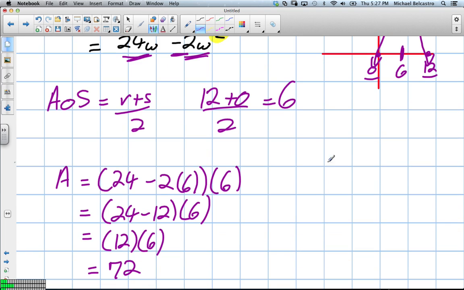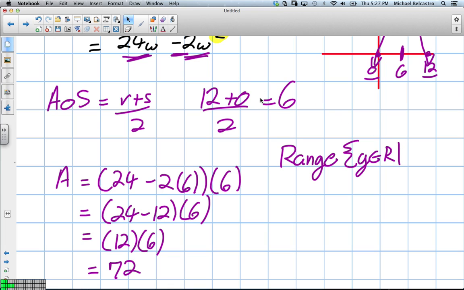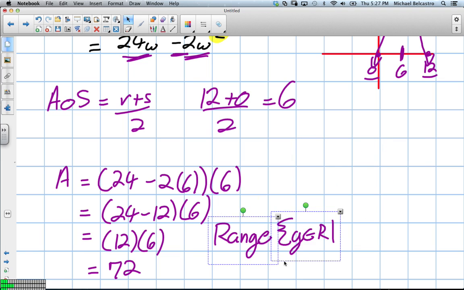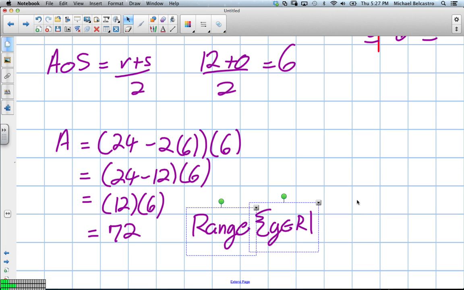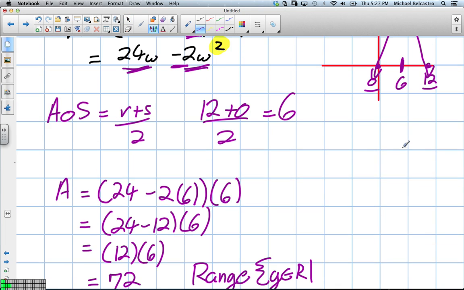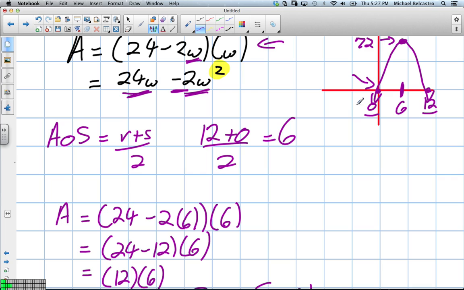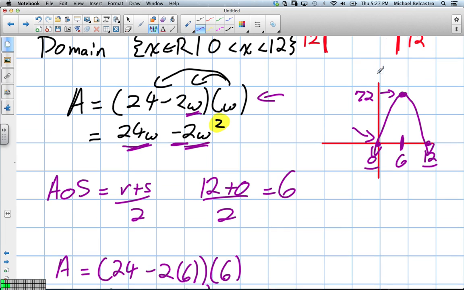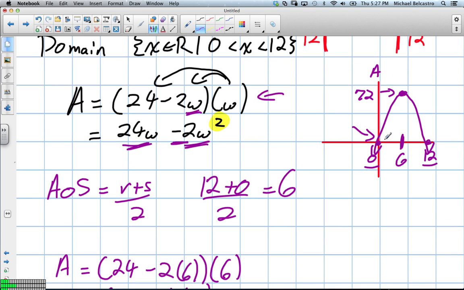So what is our range in this case? Range is, you always got to put this: y is an element of all real numbers such that y is less than or equal to 72. Okay, so what was the lowest part of the range? The range deals with the area of the fence, right? So it can't be negative. We can't have an area that's negative.